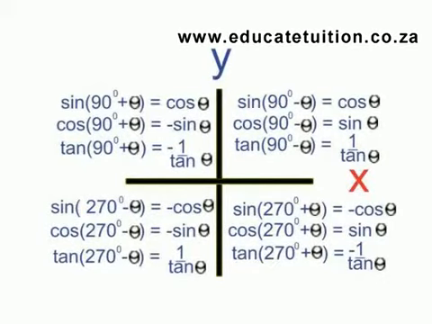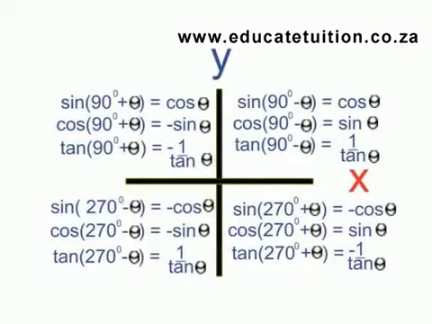Sine of 90 degrees minus theta will equal cos of theta. Cos of 90 degrees minus theta is equal to sine theta. Tan of 90 degrees minus theta is equal to 1 over tan theta. Sine of 90 degrees plus theta is equal to positive cos theta.